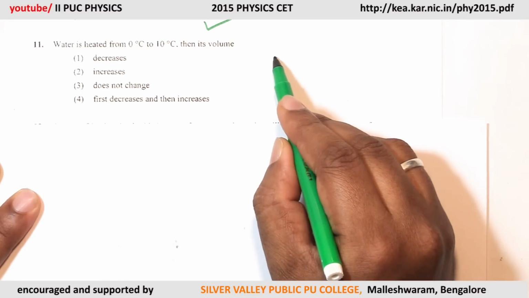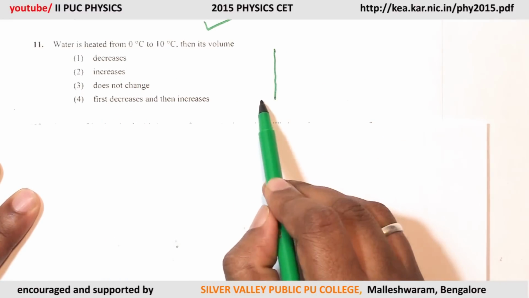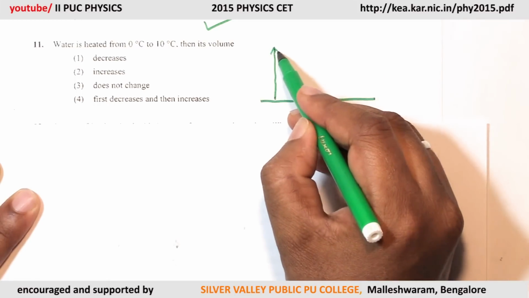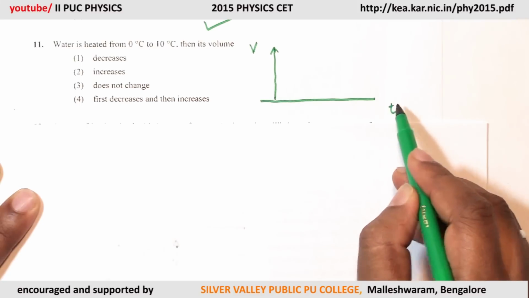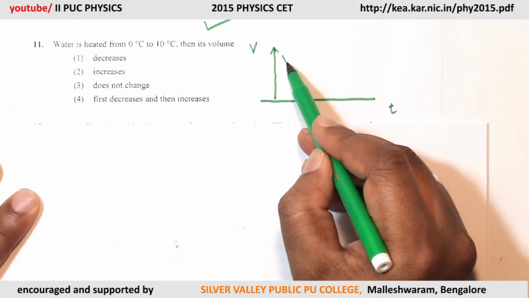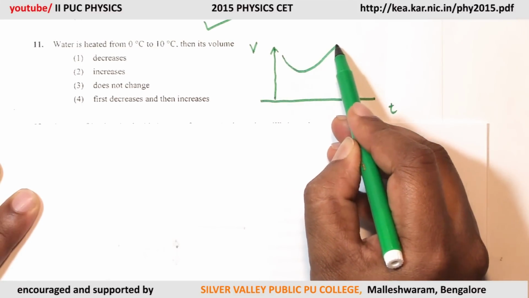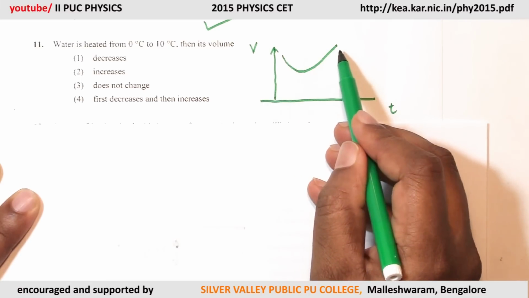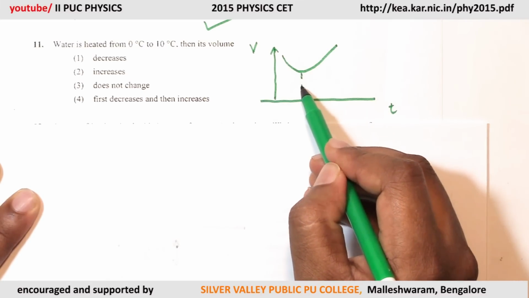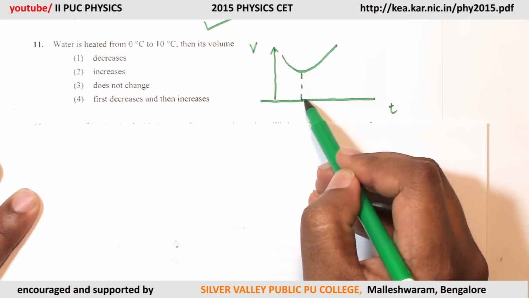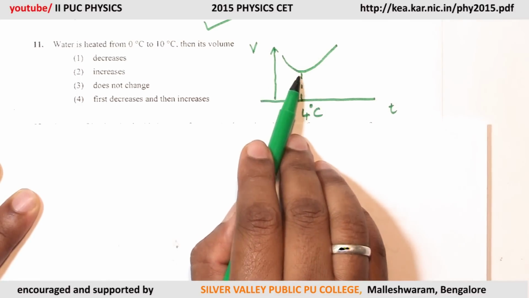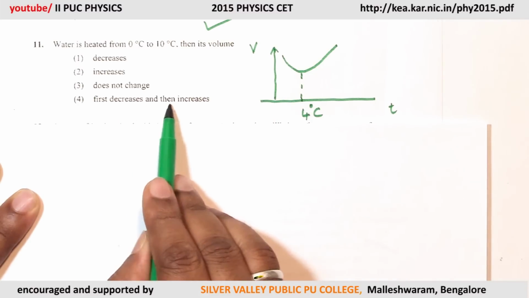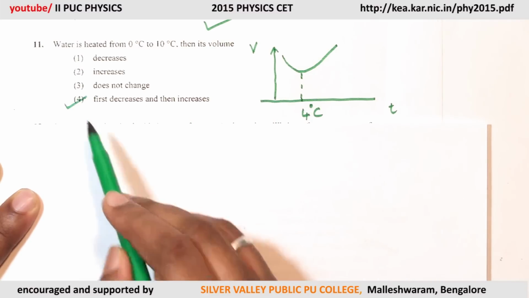Water is heated from 0 to 10 degrees Celsius, its volume, 0 to 10. So in the case of water, a graph of volume versus temperature in degrees Celsius. First volume decreases with heating and then volume increases. This is called anomalous expansion of water, you know. And the volume of water is minimum at 4 degrees Celsius. Therefore volume first decreases and then increases.